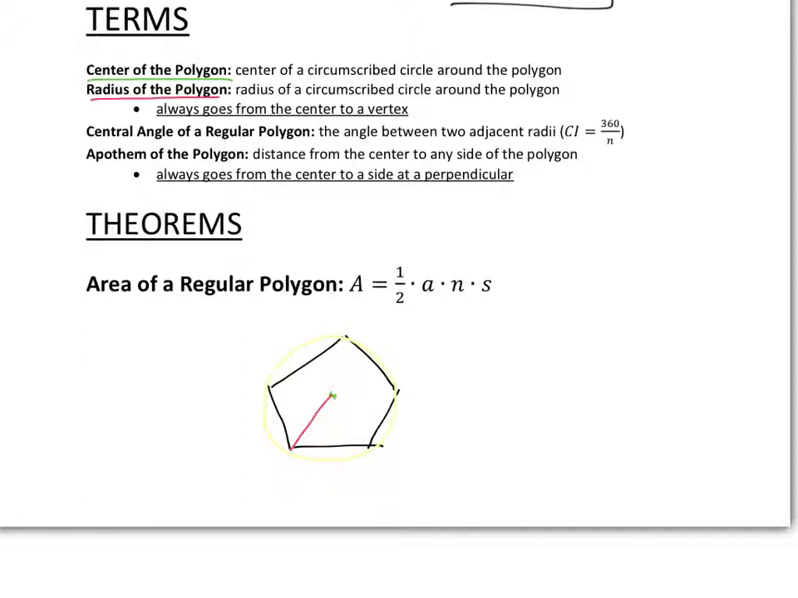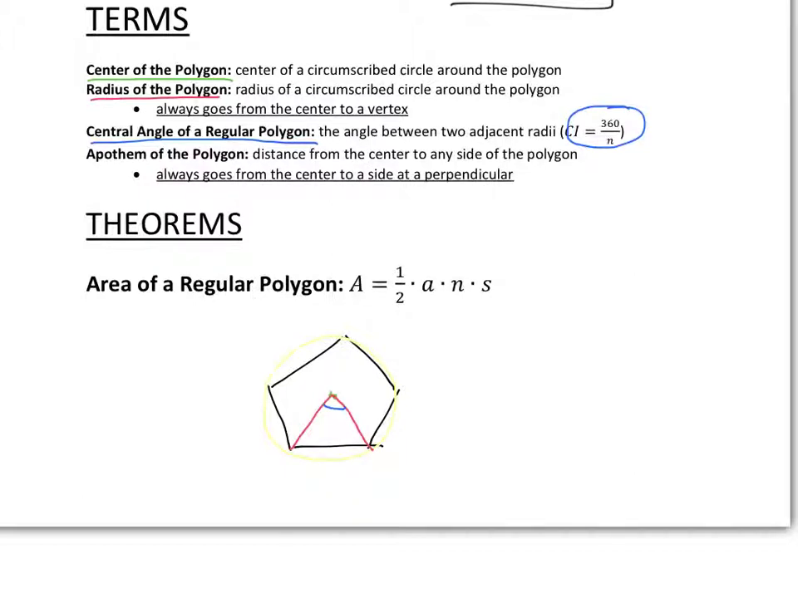The next one is a central angle. The central angle is created from 2 adjacent radii. So that right there is a central angle. And the way we find a central angle is from this equation right here. It's 360 divided by n.